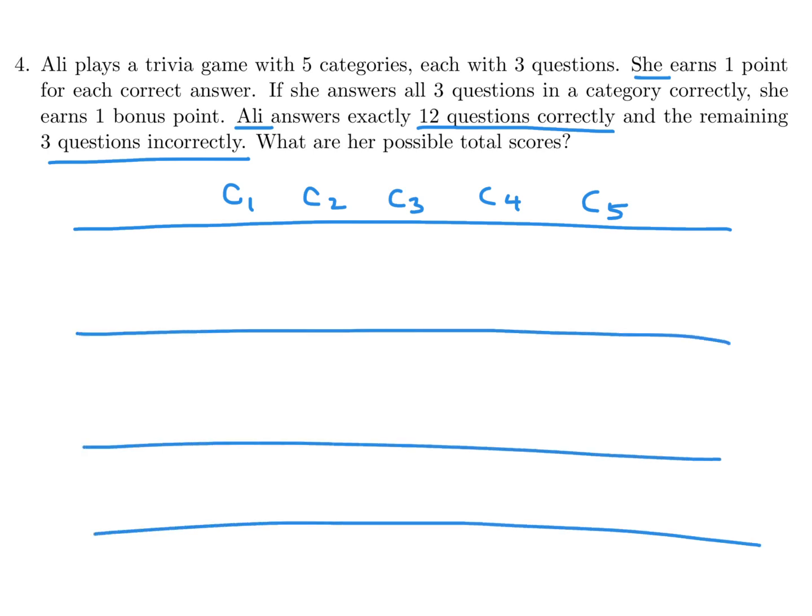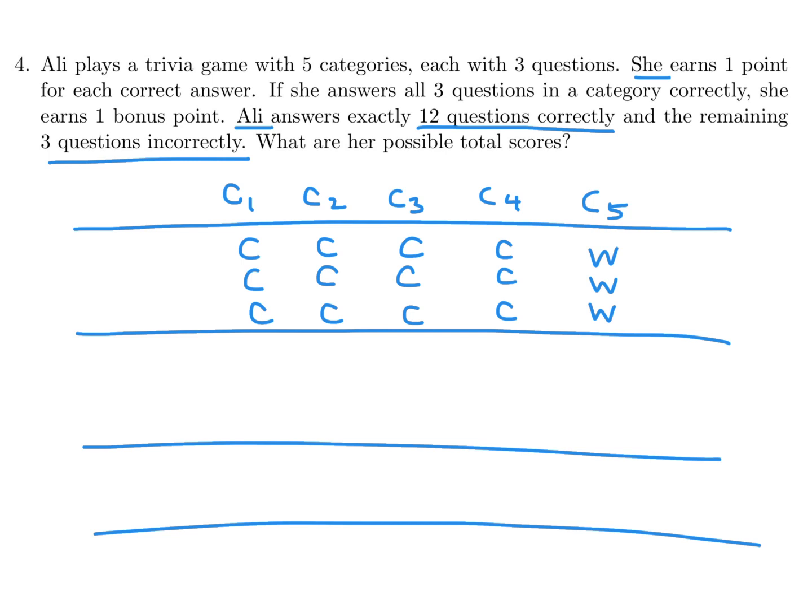Okay, the first scenario would be if all incorrect were, let's see here, 5 categories with 3 questions each. Okay, I got it. So the first scenario would be all, I'll just put W for wrong, in one category. So all the others would be correct, and that would make us have 12 correct if you count the C's, and 3 incorrect, exactly what they want.